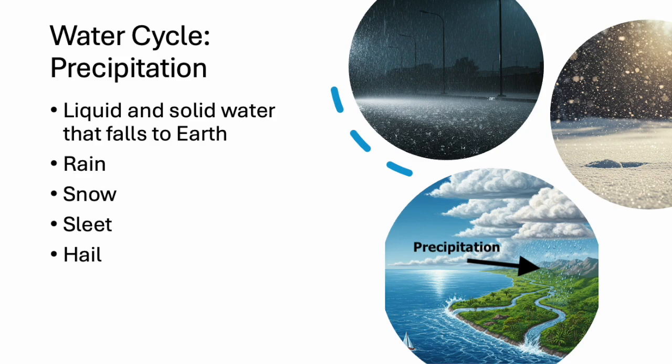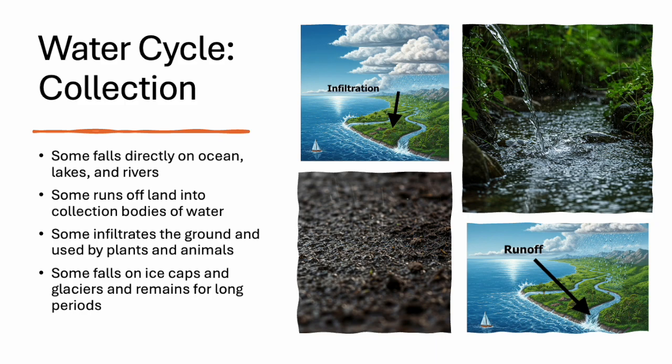What happens to the water when it falls back to Earth as precipitation? It gets collected in different places. Some of it falls directly into oceans, lakes, and rivers. Some of it falls on the land and flows over the ground as runoff, eventually making its way back into streams and rivers and finally back into the ocean.